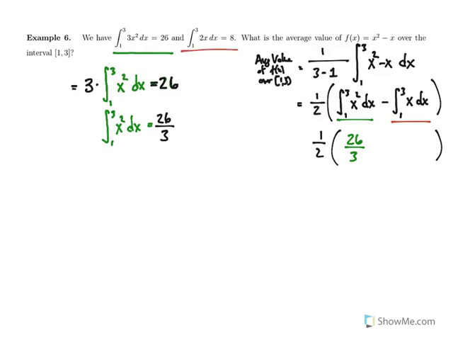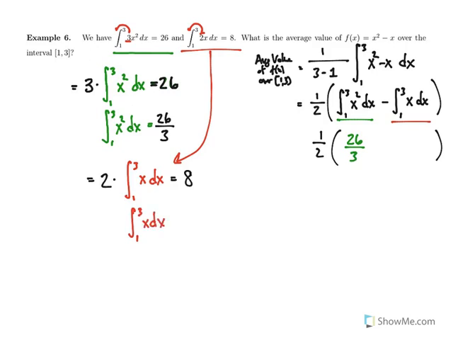And now I need to find the integral of x. And I'll do that down here. We know that 2 times the integral from 1 to 3 of x is going to be equal to 8, bringing that 2 out in front, just as we brought the 3 out in front before. And then this gives us that the integral from 1 to 3 of x dx is going to be equal to 8 divided by 2, or 4.